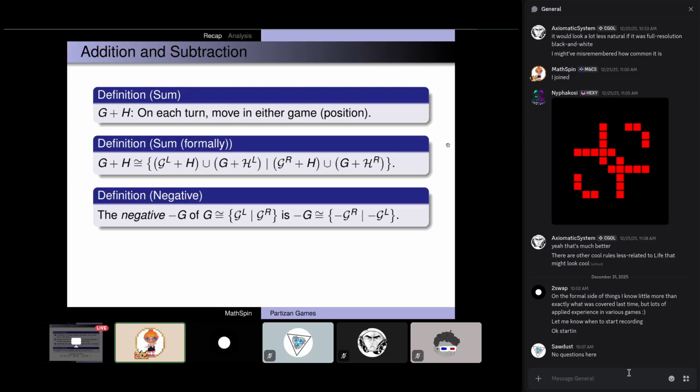We can also take the negative of a game. So the negative of a game, the idea is to swap the players, like swap black and white. And what you have to do is make sure you do that recursively when you're writing things in terms of the options.